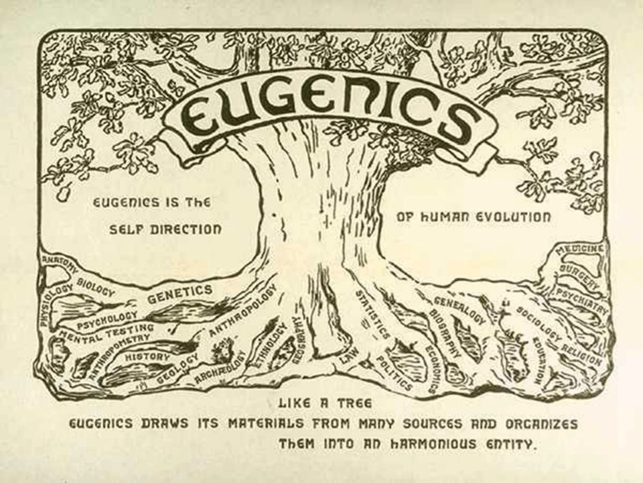As you can see from this particular illustration, it says eugenics is the self-direction of human evolution. Like a tree, eugenics draws its materials from many sources and organizes them into an harmonious entity. Basically, this is trying to demonstrate that the roots of eugenics are in things like statistics, anthropology, history, geology, ethnology. You can see all of the sciences down at the bottom. And then once you put all of those sciences together, eugenics can flower into a wonderful, healthy tree of humanity. So that's the point that we're going for here.